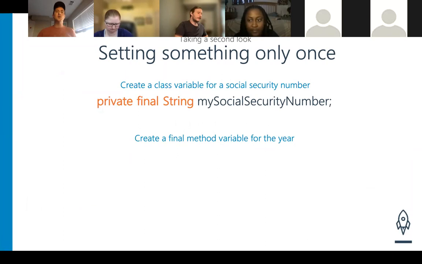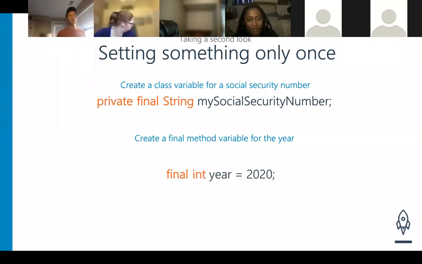That being said, let's come back to this question. Create a final method variable for the year. What keyword should we start with? Int. Final method variable. What keyword should we start with? Final. We should start with final, because we want to make sure it's final, it doesn't change. So final, and then you had it right: int year equals 2020.